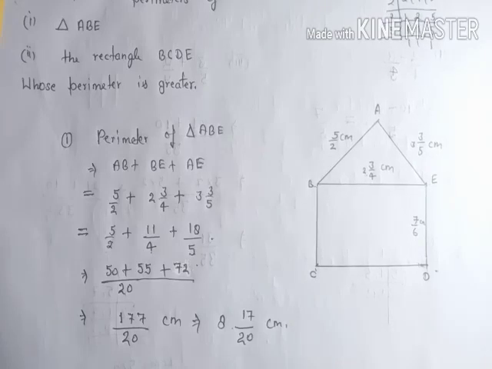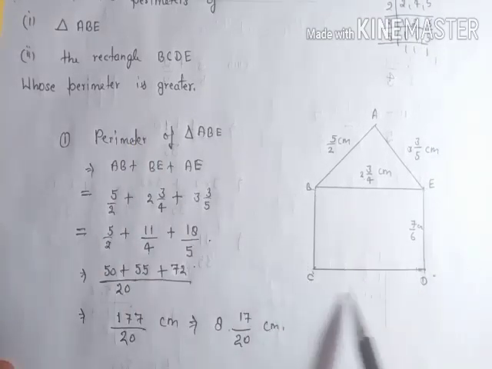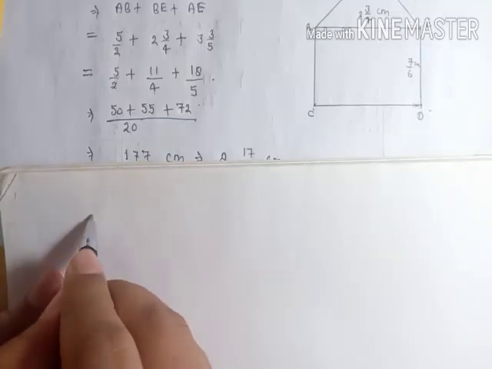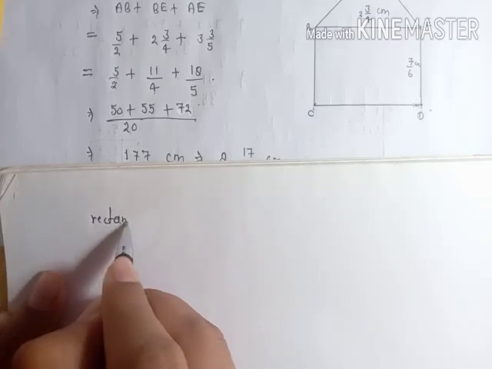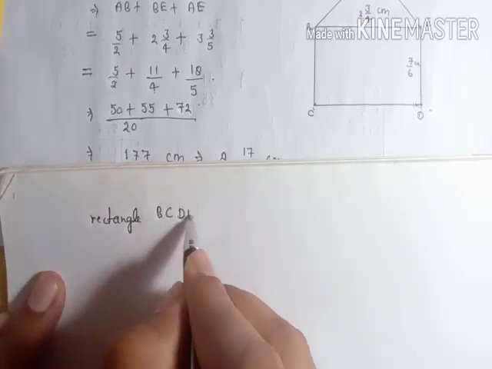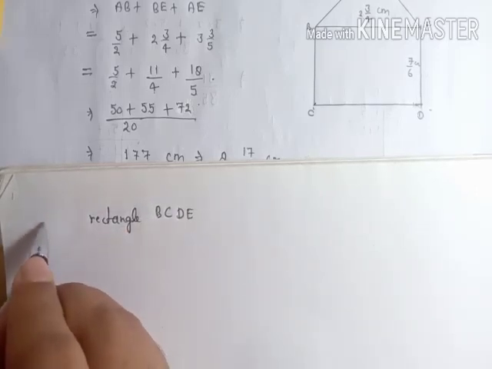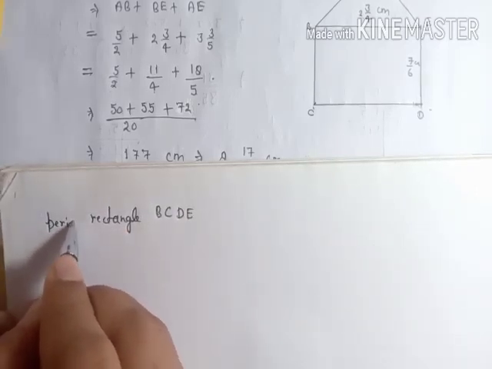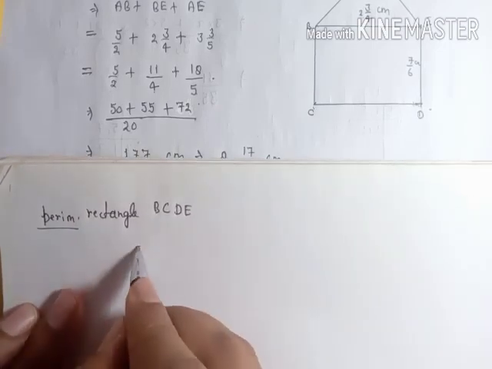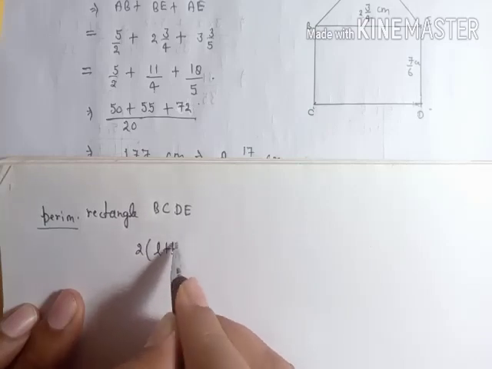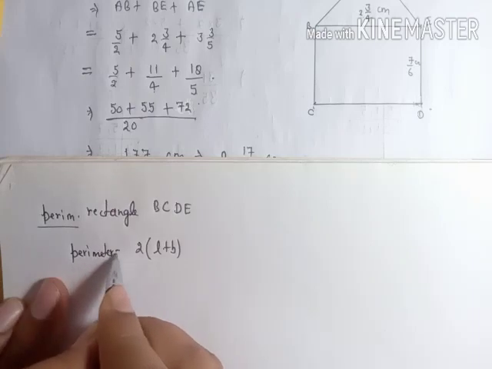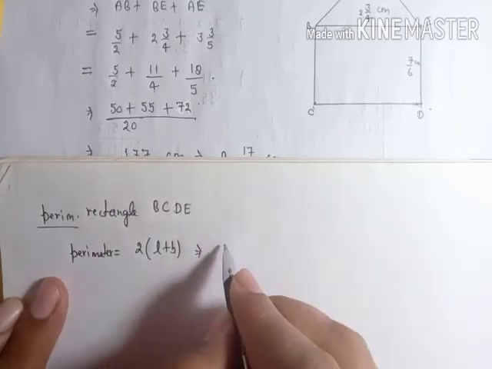And we have the second part. Find the perimeter of this rectangle BCDE. We have to find the perimeter of the rectangle. So how to find that? The formula is 2 times (L plus B). Perimeter is equal to 2 times (L plus B).